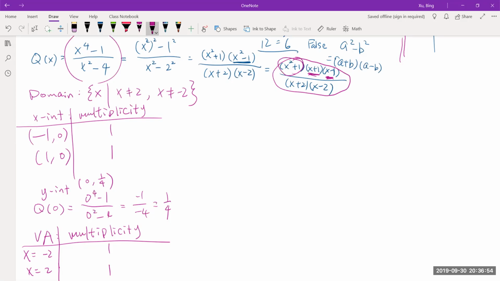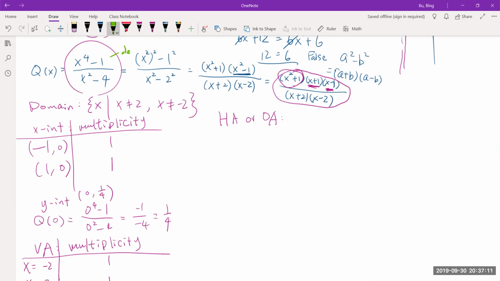Now horizontal asymptote or oblique asymptote. We look at the degrees. The degree on top is 4, and the bottom is of degree 2. So the degree of the top is 2 more than the degree of the bottom. Then the rule is that it's not a horizontal or an oblique. So no horizontal or oblique asymptote.